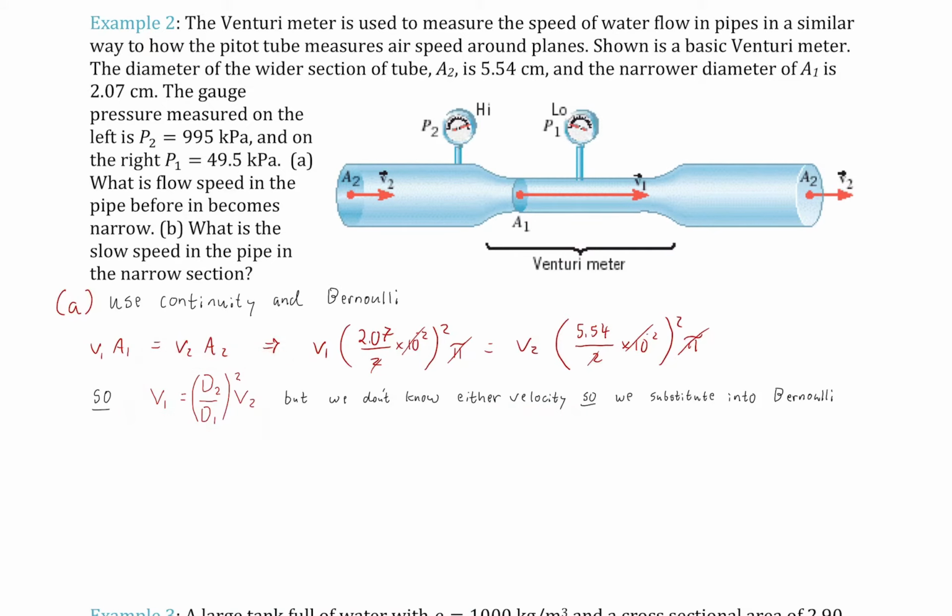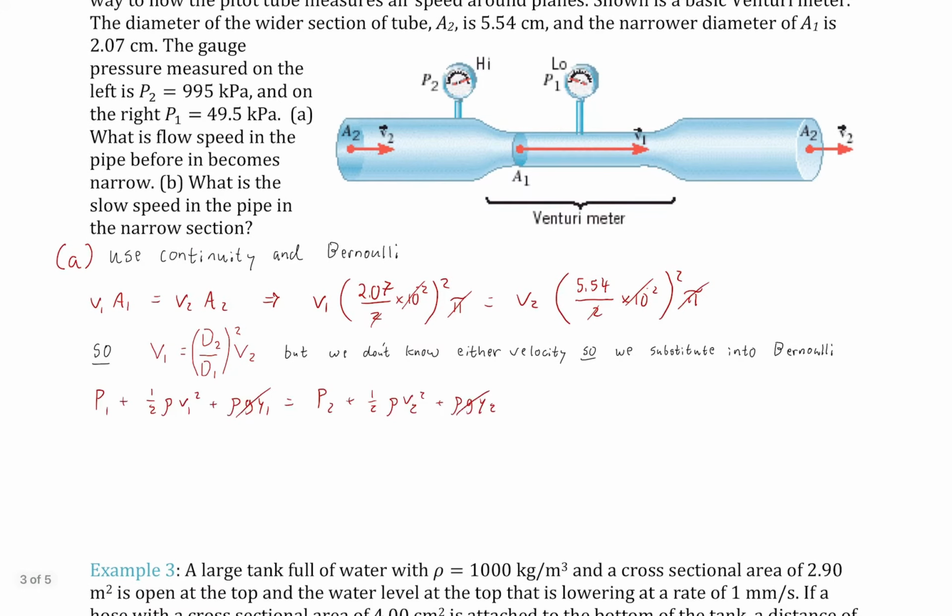So instead, we substitute this equation into the Bernoulli equation. It's a substitution, because what we're dealing with is two unknowns, both the velocities, and two equations. But we can't solve either of them directly because both velocities show up in both equations, continuity and Bernoulli. So we're going to replace V1 with this. That way we'll have the Bernoulli equation only in terms of V2, and we'll be able to solve for V2.